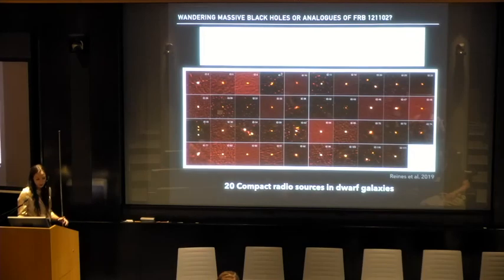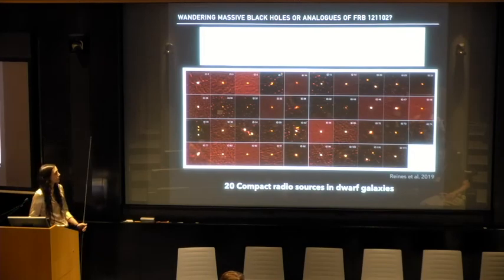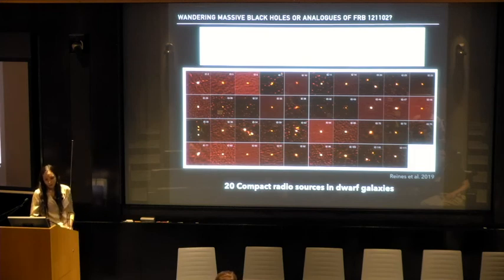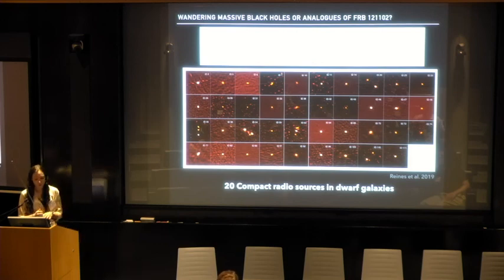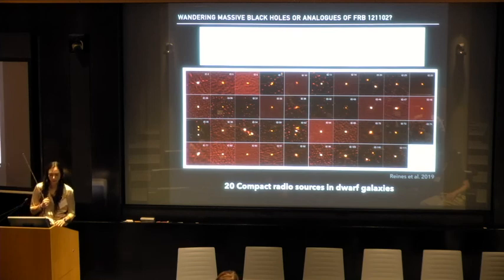Okay, so in the last minute and a half, I just want to say a few words about our recent work. This is really along the vein of what I've been talking about, and I think it's interesting for the FRB community to think about. This was motivated by the recent discovery of 20 compact radio sources in dwarf galaxies.